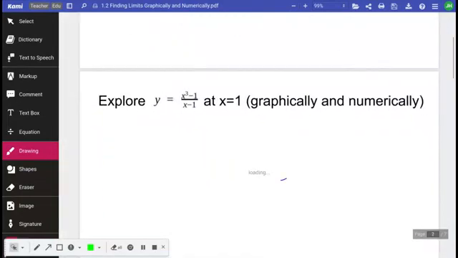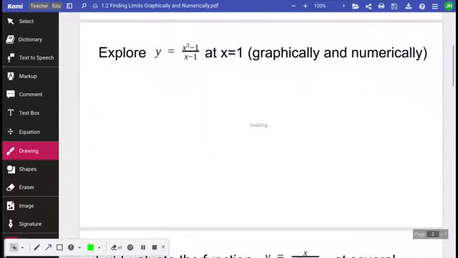All right, so we are going to explore y equals (x cubed minus 1) over (x minus 1) at the value x equals 1. We're going to do it both graphically and numerically. You notice I cannot evaluate at x equals 1 because if I plug in 1, the denominator would be 0. If you have a denominator of 0, it's undefined, therefore we don't have a value there. So what we're going to do is look at what it looks like graphically, and what it looks like numerically.